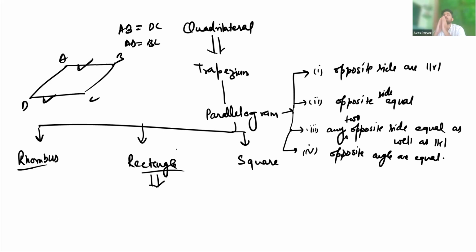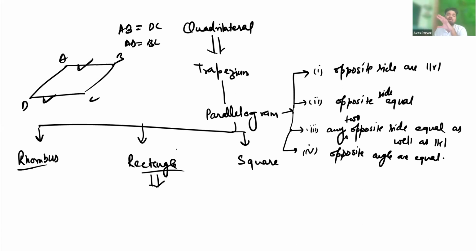So what you need to do here is just do one thing. Just prove first ABCD as a parallelogram. At least you need to prove parallelogram, because a square is also a parallelogram, a rectangle is also a parallelogram, and a rhombus is also a parallelogram. So if you are proving a quadrilateral ABCD as a rectangle, a square, or a rhombus, first prove it as a parallelogram. This is the first thing you need to do, because all of them are parallelograms.